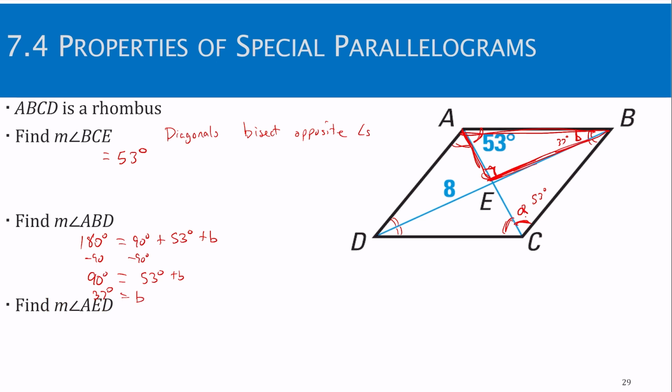One more. What is the measure of angle AED? So this angle here in the middle, that's where the diagonals meet. So it is 90 degrees. Because the diagonals of a rhombus are perpendicular.